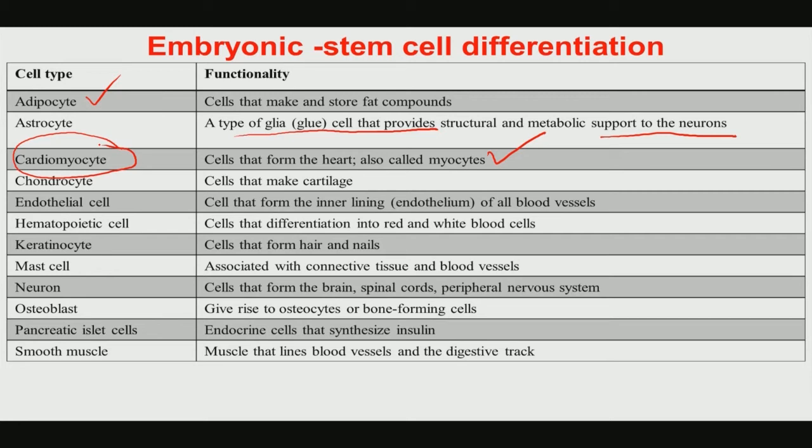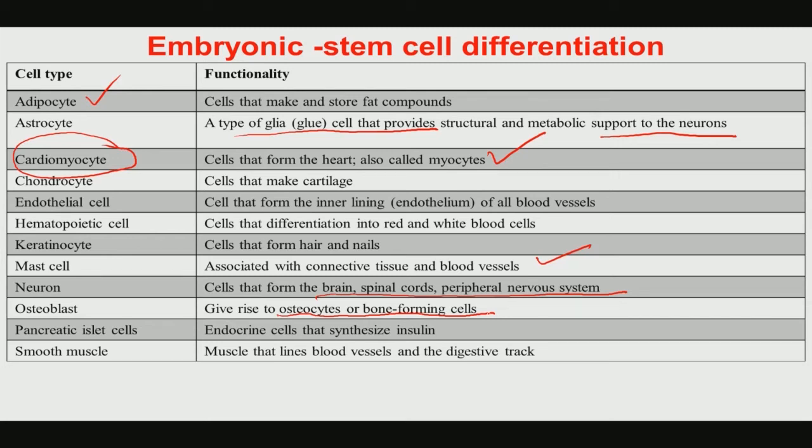Mast cells, that is associated with connective tissue and blood cells. Neuron, that is embryonic stem cells can differentiate to neurons that can form the brain, spinal cord or peripheral nervous system. Osteoblast, as I said multiple times before, osteo means bone, osteoblast means bone forming cells, and from osteoblast it can differentiate further to a more matured cell called osteocytes. And remember that osteoblast and osteocytes have distinct cellular morphology.